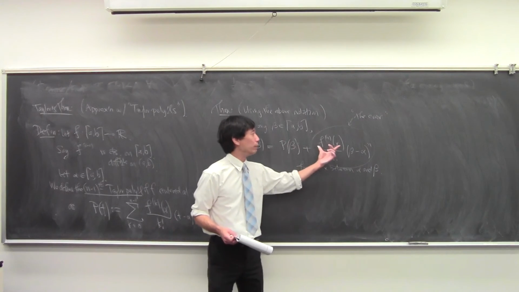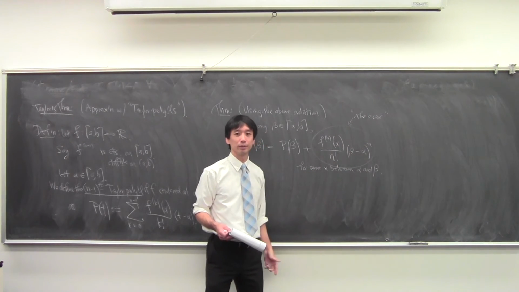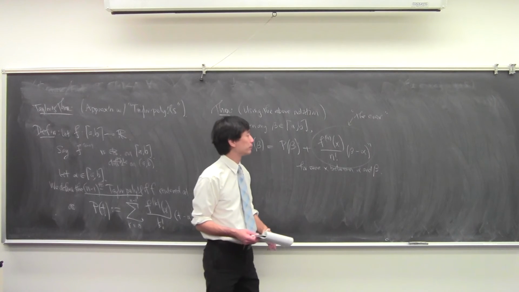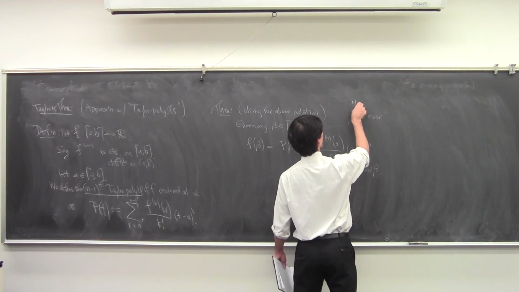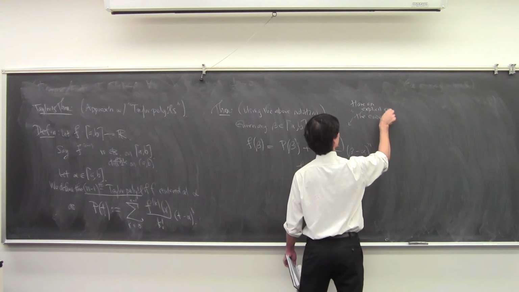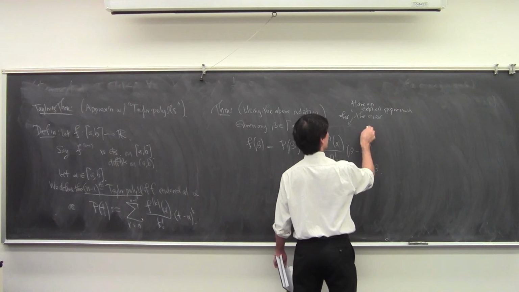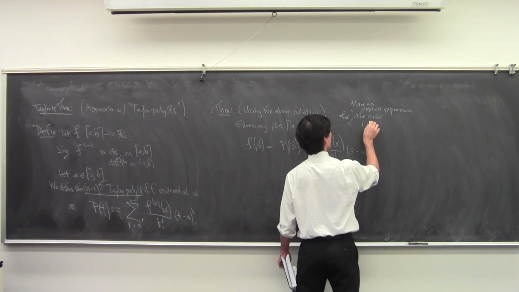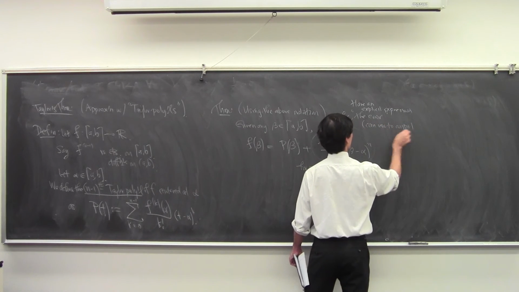For example, if you know something about the size of the nth derivative, then you know something about the size of the error. So we have an explicit expression for the error, and maybe we can use it to control its size.